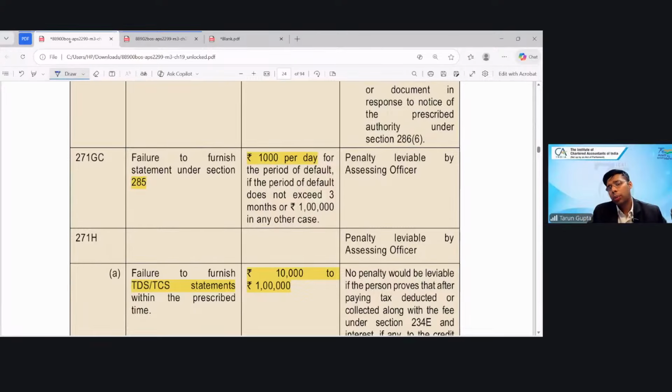270A, failure to maintain books of account, or failure to get the books of account audited, attracts a penalty. Actually, this is only a collection of the penalties in one place. Otherwise, we study these penalties in the respective sections wherever the respective provisions are covered.